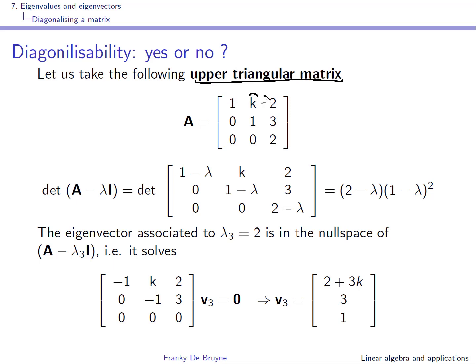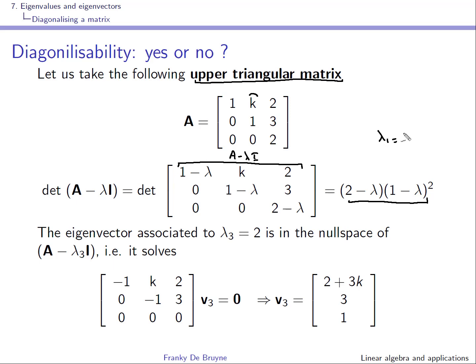Okay, so we can compute the eigenvalues by computing the determinant of A minus lambda I. So this is A minus lambda I, and I've chosen an example with a triangular matrix because now it is easy to obtain the characteristic polynomial, right? It's just the product of the elements on the diagonal. Okay, you see that there is a double eigenvalue.